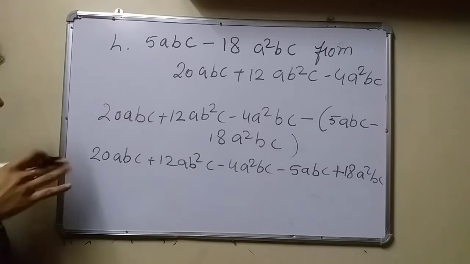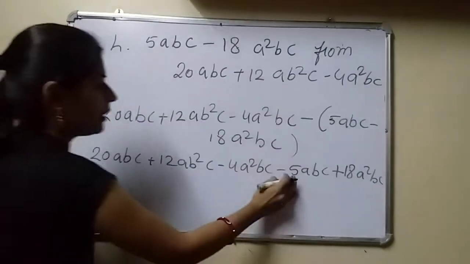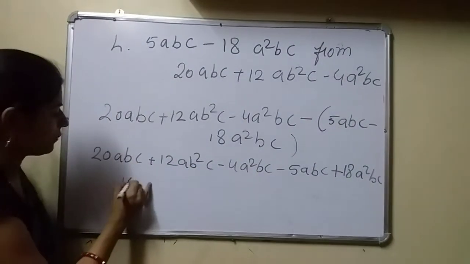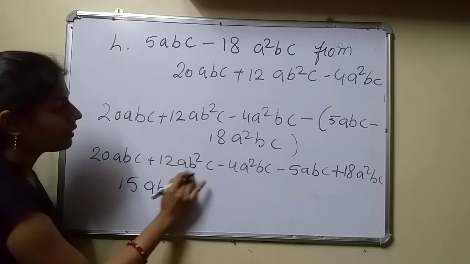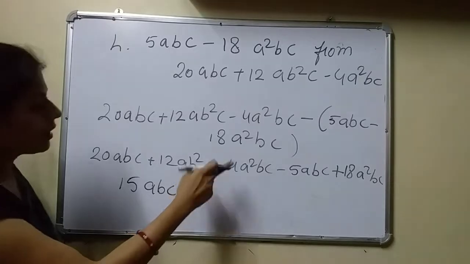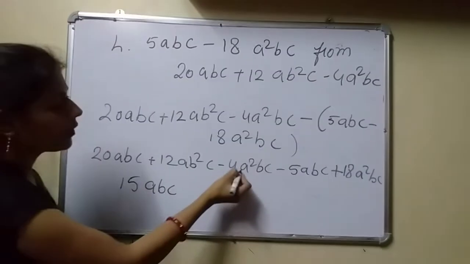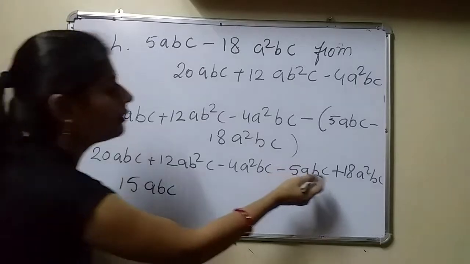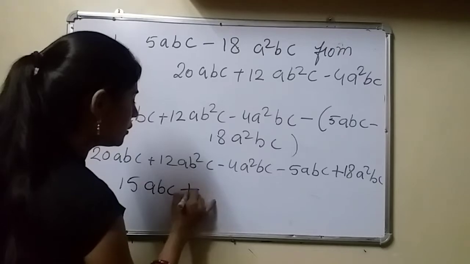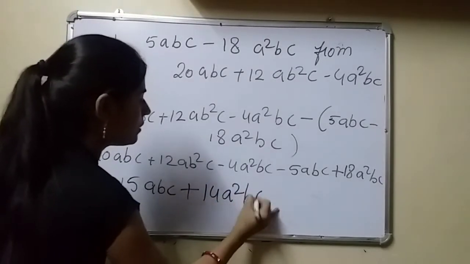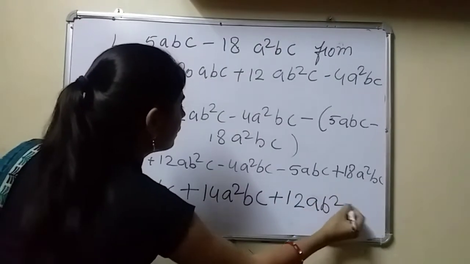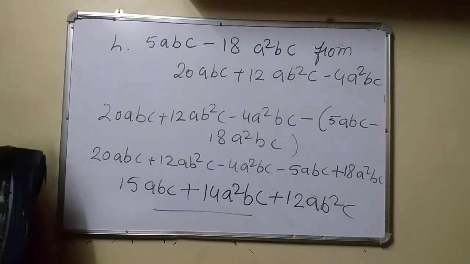Now see, first of all see the terms. First of all 20abc and minus 5abc. So 20 minus 5 will become 15abc. Now 12ab square c, can you see any term like this, ab square c? No. So minus 4a square bc and 18a square bc will become plus 14a square bc, and the term remaining here will become plus 12ab square c. So this is your answer.